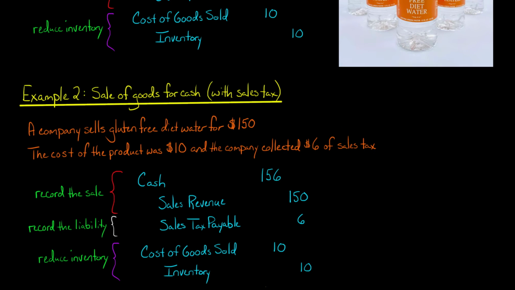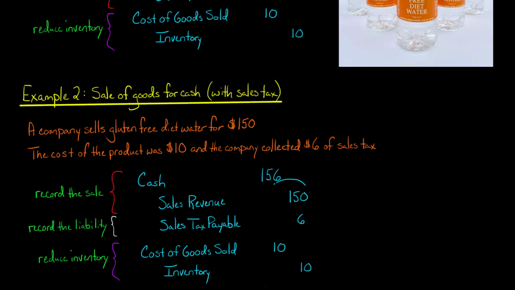So the company is going to debit the cash account for the $150 that it sold the product for, plus the $6 of sales tax. So the company's receiving not just the cost of the product, right? They sold the product to the customer for $150, but then they also had to collect $6 of sales tax on top of that. So the company's actually receiving cash of $156.